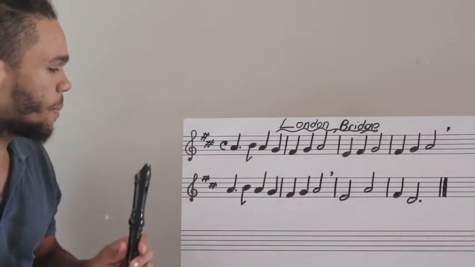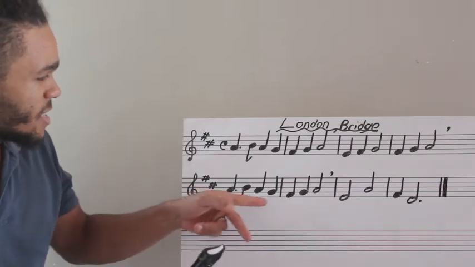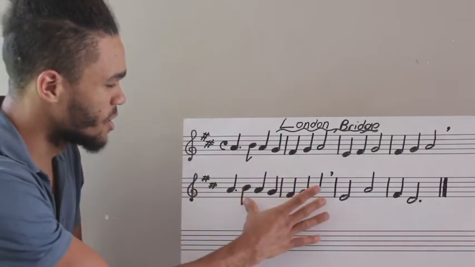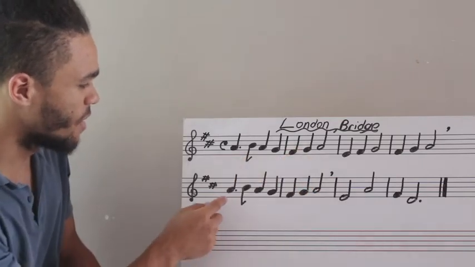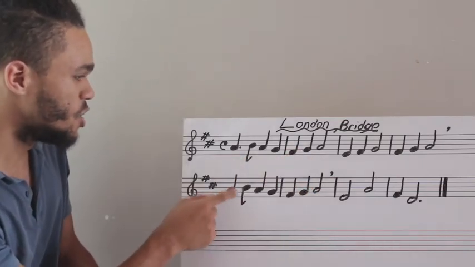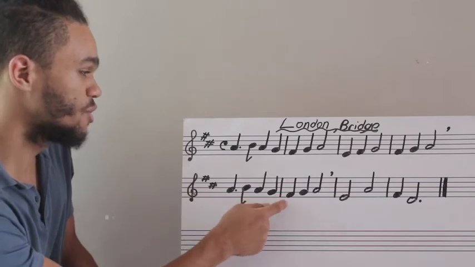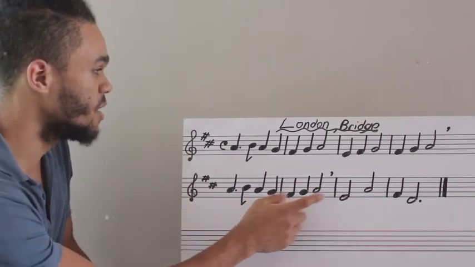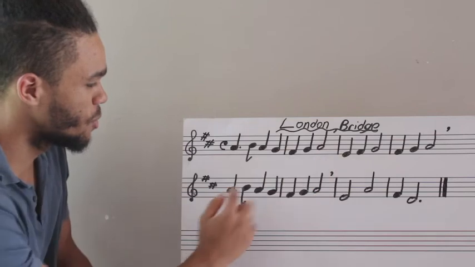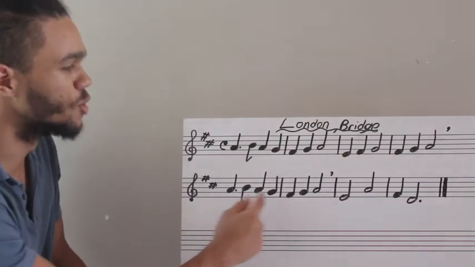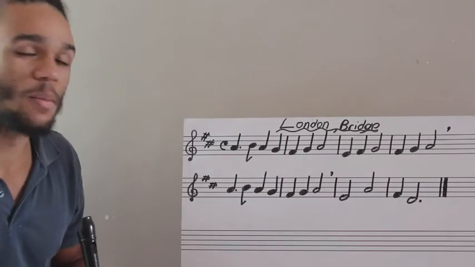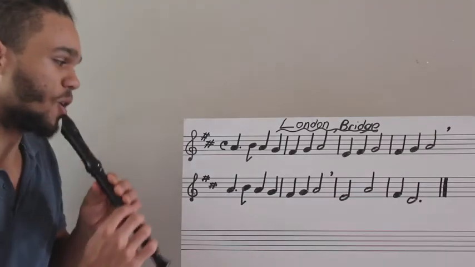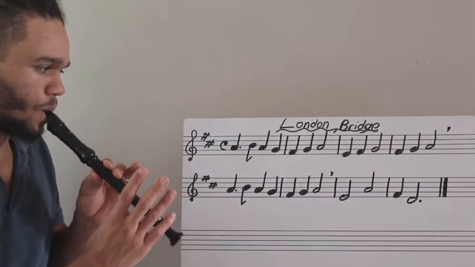All right, let's go to line number 2. It's the exact same thing on these first 2 bars that we had in the first 2 bars. So we have A, G, A, B, F sharp, G, A. So no difference between these first two bars in line 1 and these first 2 bars in line 2. So let's try that. Line number 2, let's go.